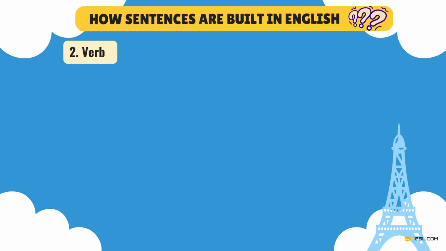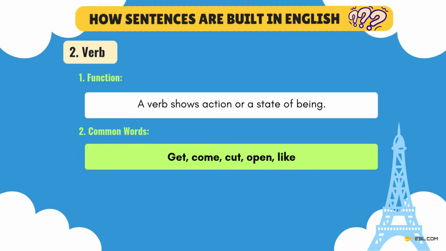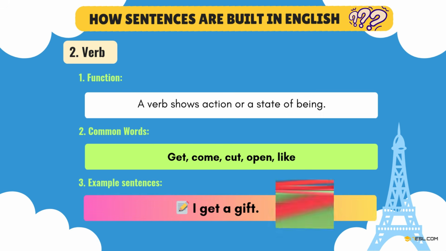2. Verb. Function. A verb shows action or a state of being. Common words. Get, come, cut, open, like. Example sentences. I get a gift.